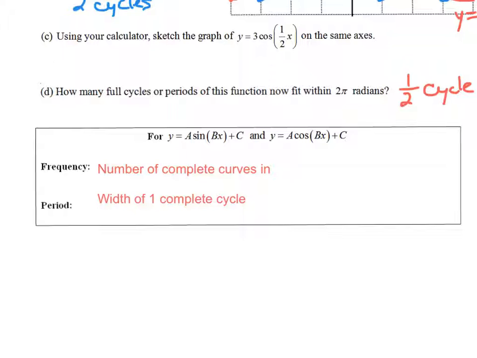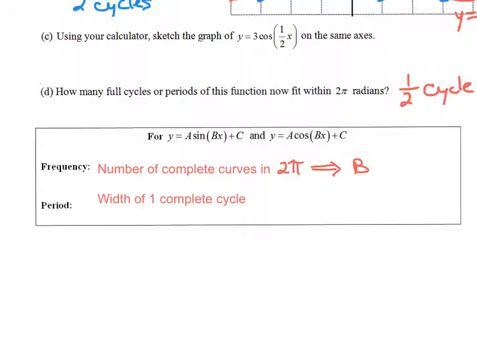So let's go ahead and look at some definitions that are going to be important in this lesson. Frequency is the number of complete curves that I have in 2 pi. So it was important that we were able to take a look at just a portion of the graph that we have drawn and see how many complete cycles we see. We are going to use the capital letter B to stand for frequency.